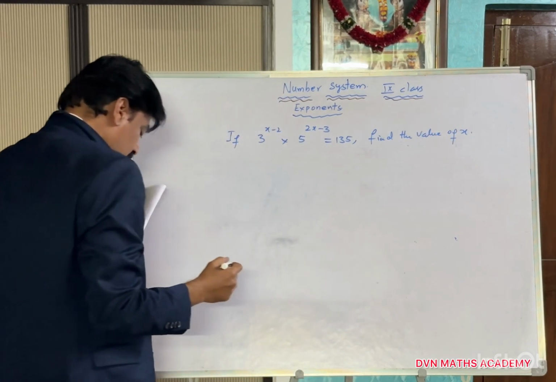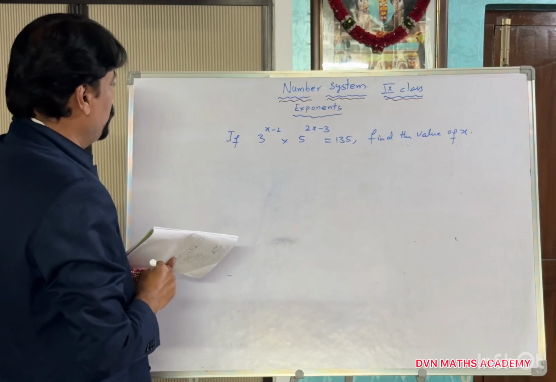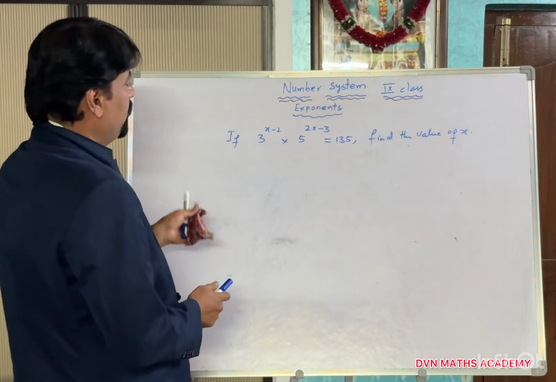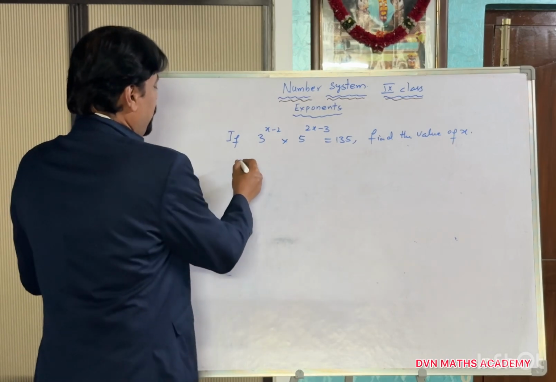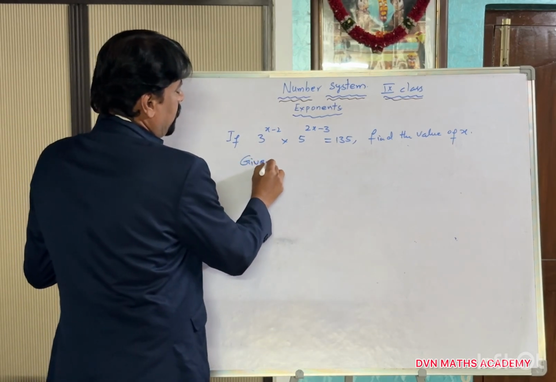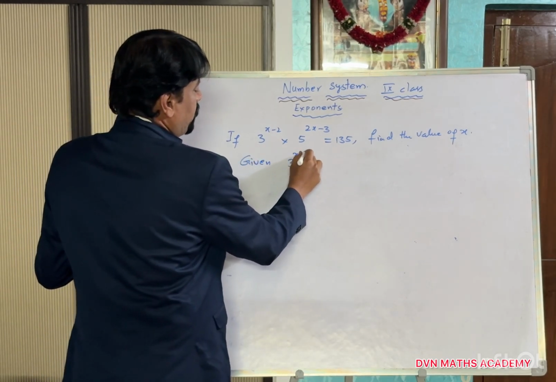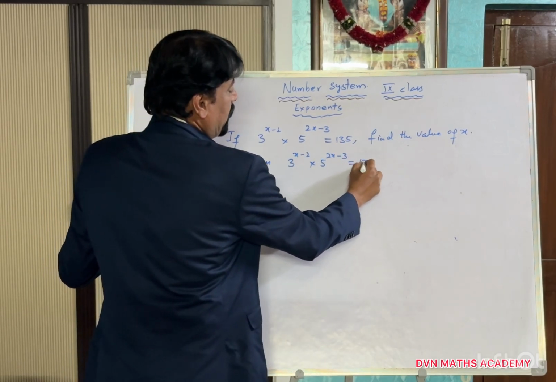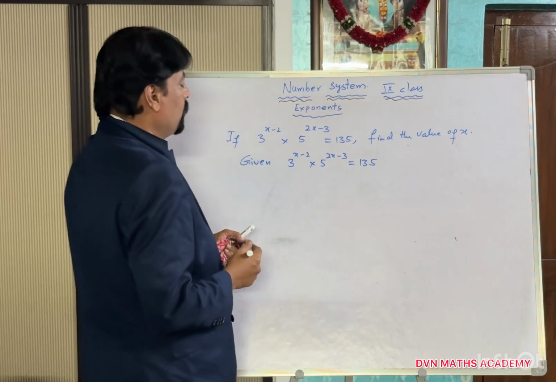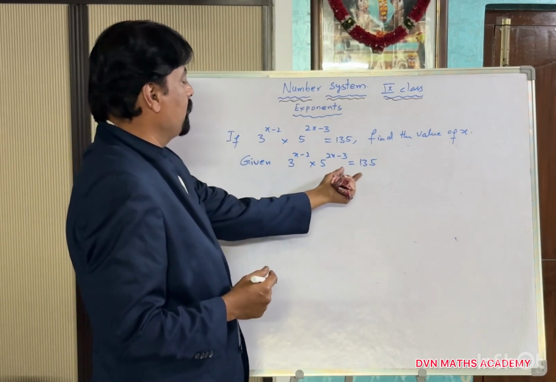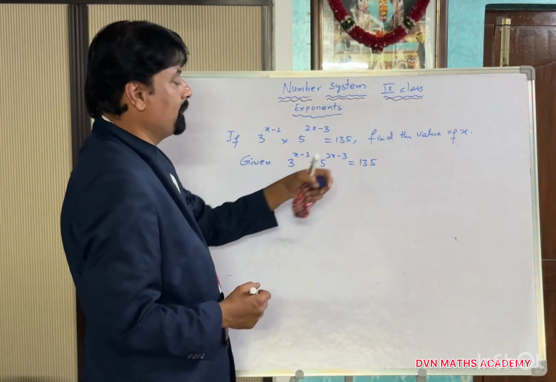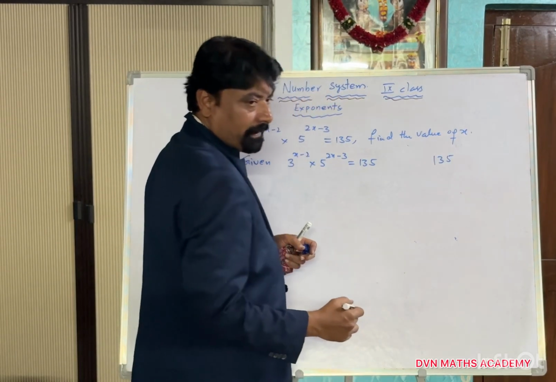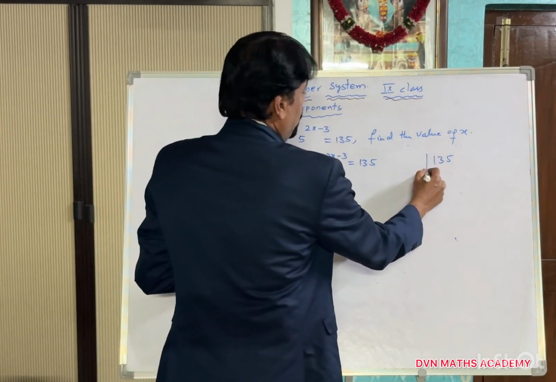While seeing this question you feel somewhat hard, but it is very easy to solve. Given is 3 to the power of x minus 2 into 5 to the power of 2x minus 3 is equal to 135. You need not concentrate on the LHS, you concentrate on the RHS. RHS is 135. You just do the prime factorization of 135.